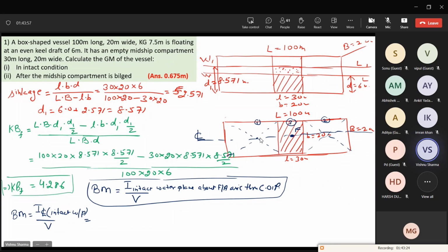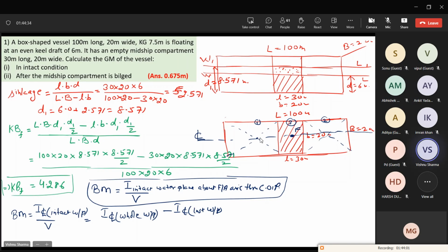Now intact water planes are 1 and 2. So one way is you add the moment of inertia of 1 and 2, and you'll get the numerator. But again, we'll not use the addition method. We'll say ICL of the whole water plane, and from here I'll remove the ICL of the lost water plane. Understood, guys? And then I'll be left with the ICL of the intact water plane. Yes or no? Do you agree with me, guys?